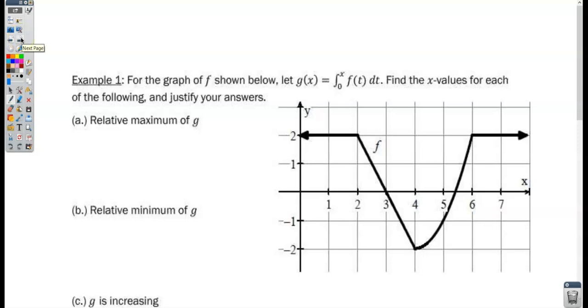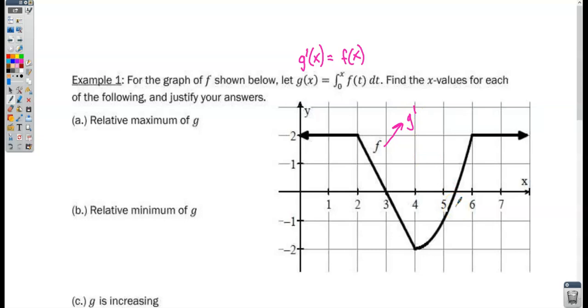For the graph of f shown below, let g of x be equal to the integral from 0 to x of f of t dt. Find the x values for each of the following and justify your answers. This is a graph of f, not the graph of g. Remember, by the Fundamental Theorem of Calculus, the derivative of g of x is g prime of x, and the derivative of the integral from 0 to x of f of t dt is just f of x. So that means that the graph that we're looking at here is actually a graph of g prime.